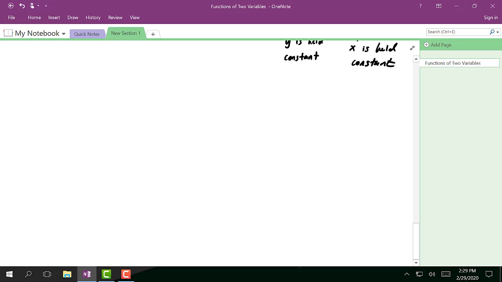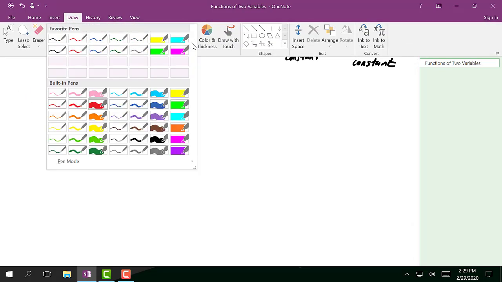So some more notation. We can also have higher order partial derivatives. So, when we have a derivative, we can take a second derivative. It tells us the concavity of our function.